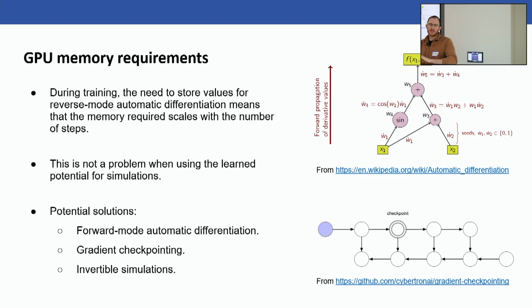But it's worth pointing out that this is not a problem when you actually use the learned potential for simulations. When you get out a trained potential, it's just something you can use in GROMACS or in LAMMPS. There's no performance overhead for storing memory. So this is just an issue with training.